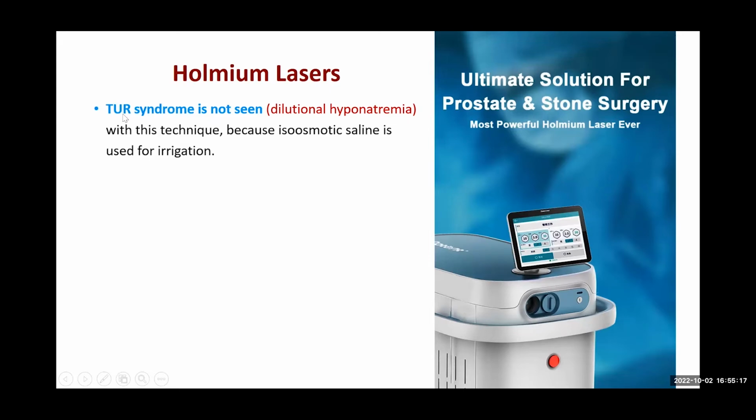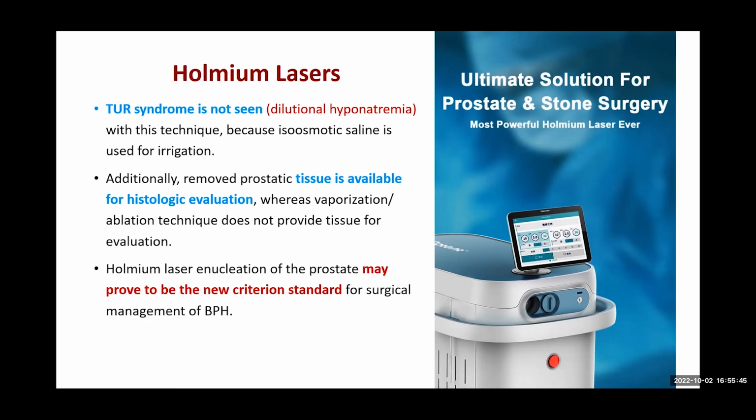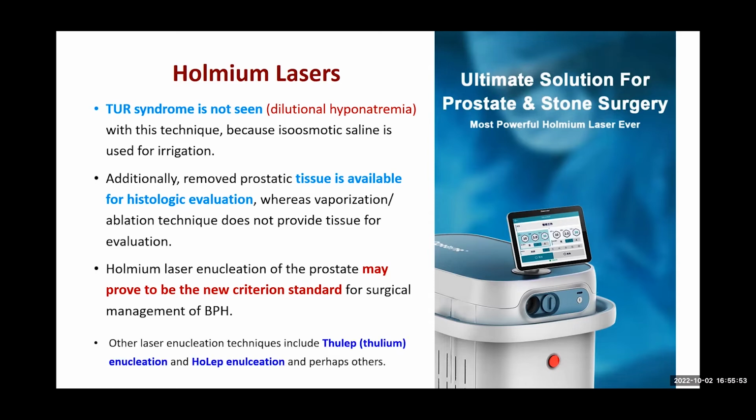So this transurethral resection syndrome is not seen with this technique because you do not need a lot of irrigation, okay? Or when you use it, it is isoosmotic saline that is used for irrigation of the bladder. Additionally, removed prostatic tissue is available for histologic evaluation, whereas other techniques like vaporization ablation techniques do not provide tissue for evaluation. It may prove to be the new criterion standard in the surgical intervention for prostate gland, okay?